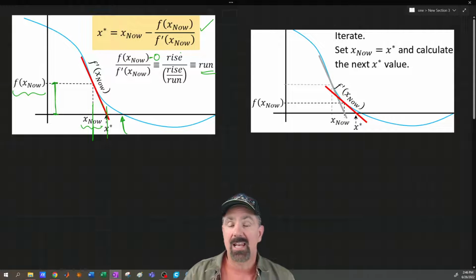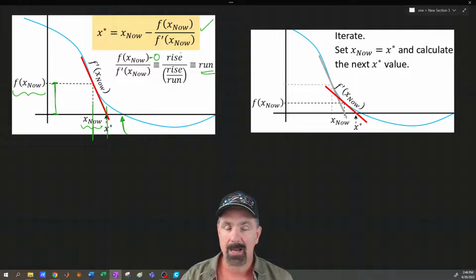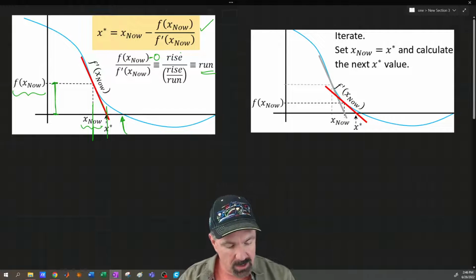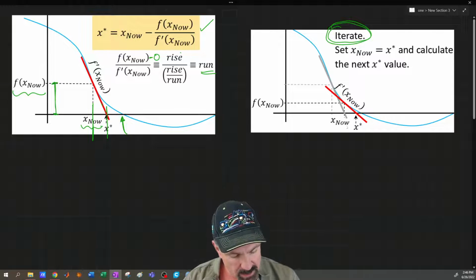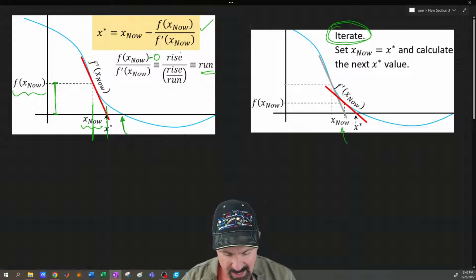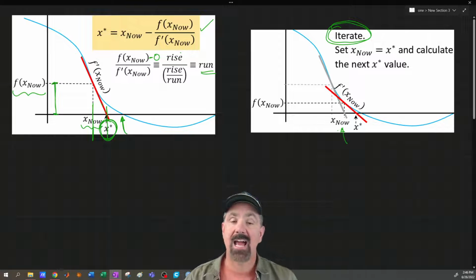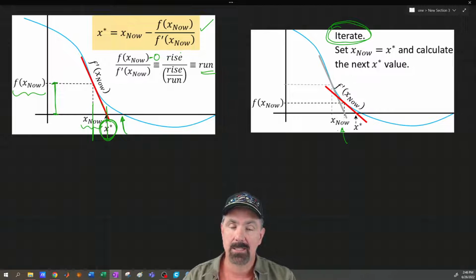So you can see that in one attempt, we didn't actually find what we were after, but that's okay. What we're going to do is iterate. We're going to do this process over and over and over again. We're going to take the output that we just got, the x star here, and assign that as the new x now. And then we're going to repeat the process.